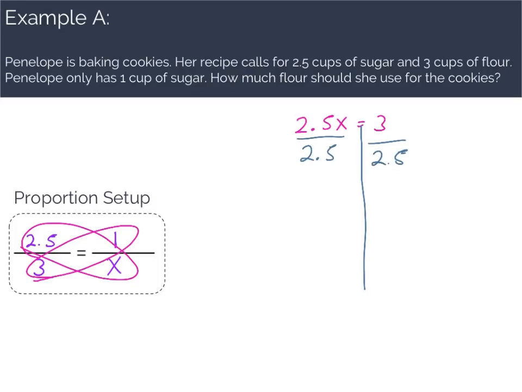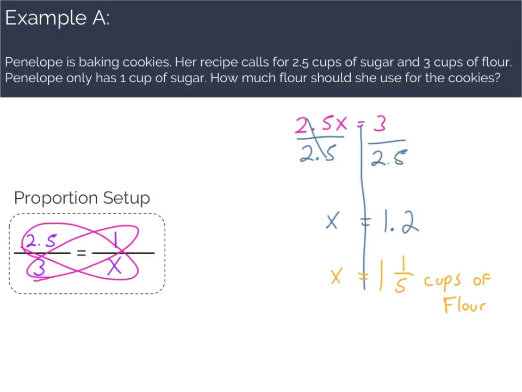Now again, if I can't do this math in my head, it's okay. I can use my calculator. 2.5 divided by 2.5 is 1, or 1x. And 3 divided by 2.5 is 1.2, so my answer is 1.2, but this is a word problem, so I need to have a word answer. Usually you don't have 1.2 cups of flour, so you're probably going to have to convert that into a fraction. In this case, 1.2 is the same as 6/5, or 1 1/5 cups of flour. Make sure that you label your answer. You always want to have a word answer to your word problem.